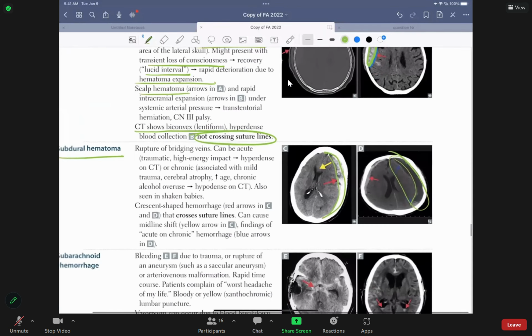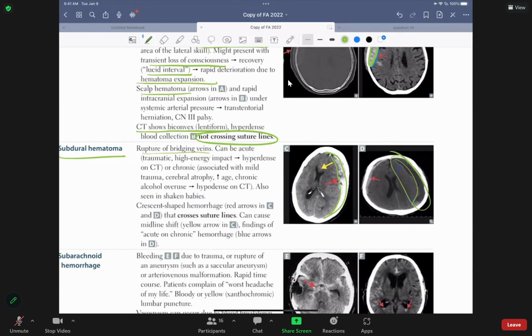It is a rupture of bridging vein. It could be acute or chronic. It can happen due to trauma, cerebral atrophy, increased age, different reasons, folks. Crescent-shaped hemorrhage crosses the suture line.